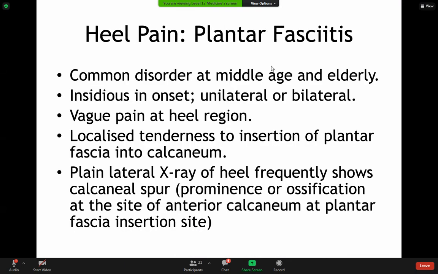Okay, so now moving on to heel pain. Plantar fasciitis is a very common disorder in middle age and elderly. It is insidious in onset. It can be unilateral or bilateral. They have vague pain in the heel region. They have localized tenderness at the site of the insertion of plantar fascia into the calcaneum, usually in the medial aspect of the heel. Plain lateral X-ray of the heel frequently shows calcaneal spur, which is a prominence or ossification at the site of anterior calcaneum and plantar fascia insertion site.